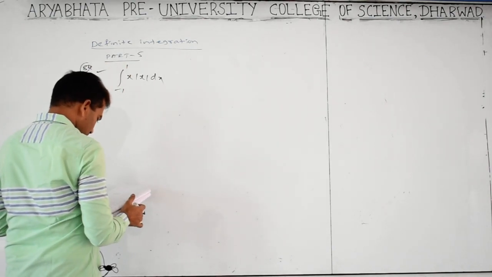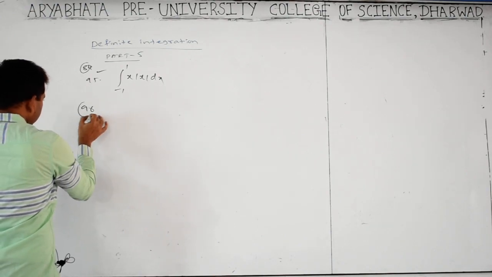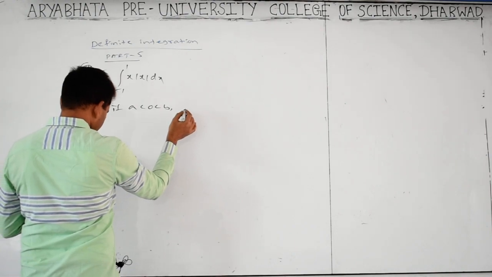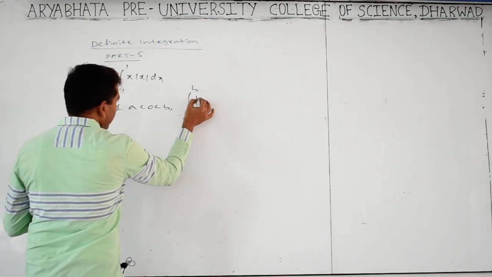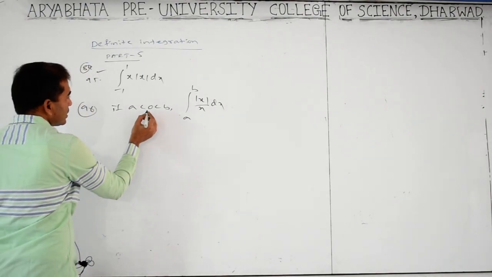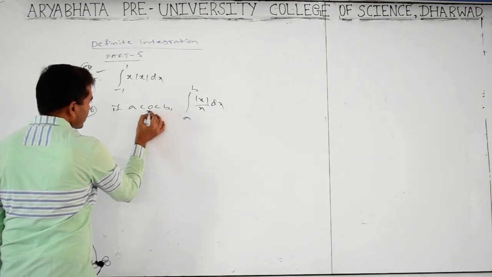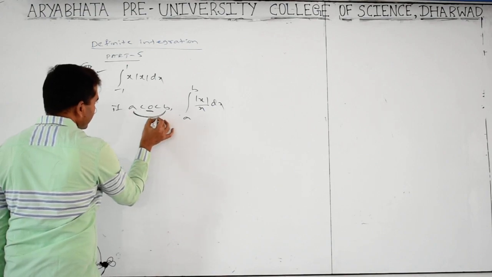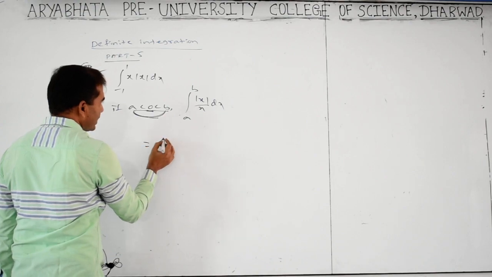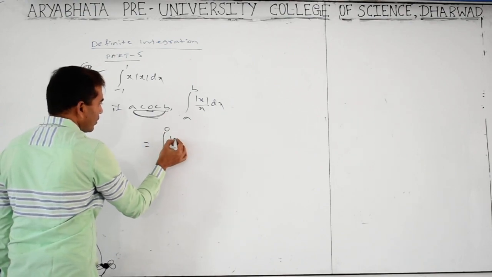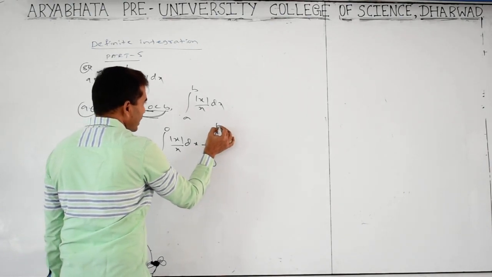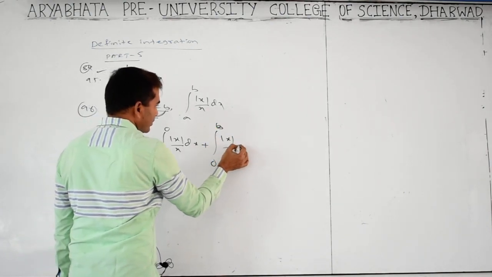This is question number 96. If a is less than 0 and 0 is less than b, then integration of a to b mod x by x dx. Here 0 lies between a and b. Below 0 is the negative part, above 0 is the positive part. Then we have to split: a to 0 mod x by x dx plus 0 to b mod x by x dx.